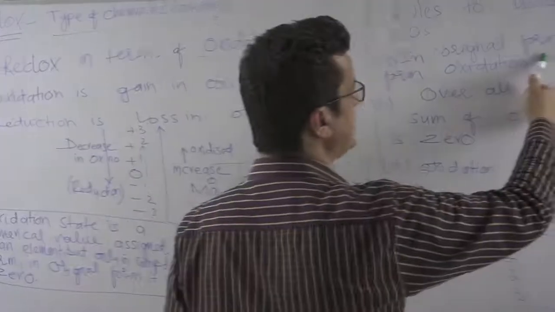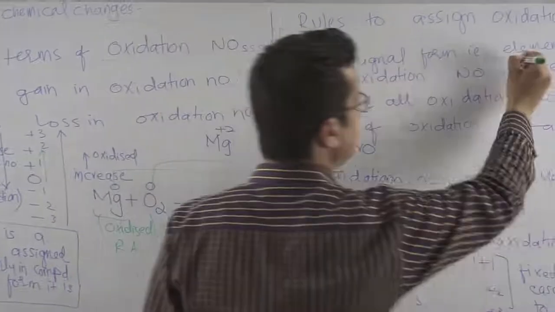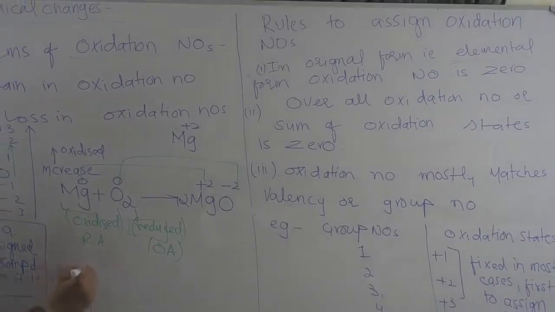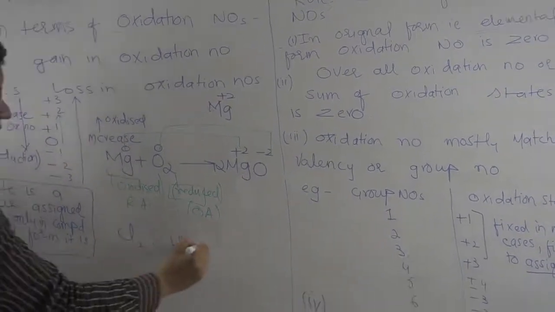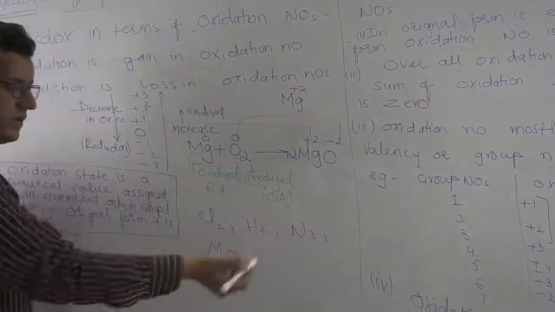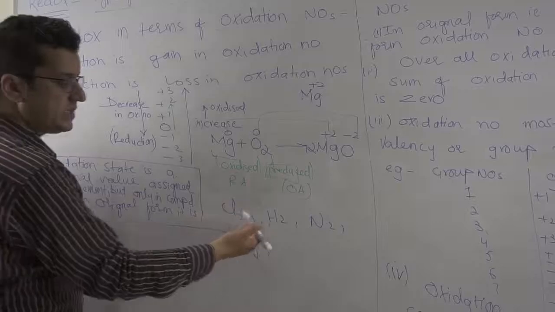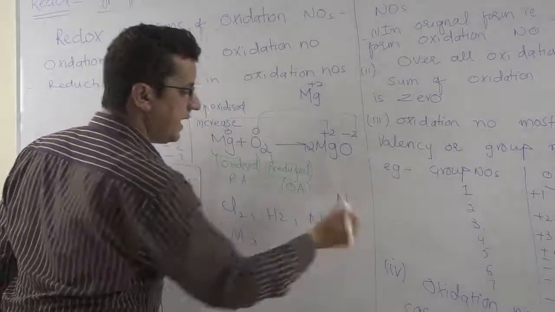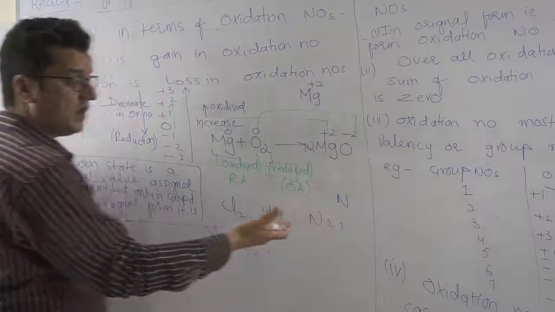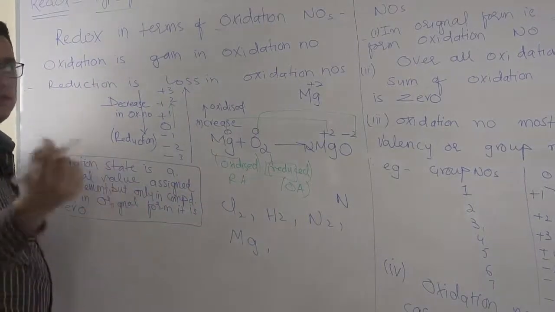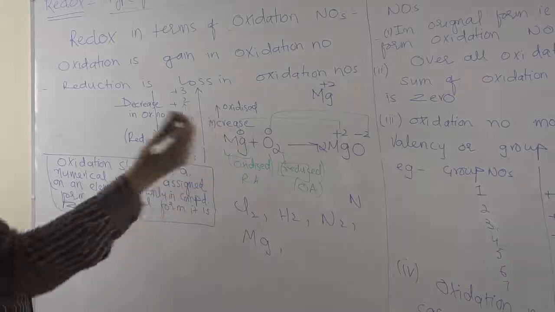In original form, I said the oxidation number of an element is 0, meaning in elemental form, oxidation number is 0. What it means is that anywhere you find Cl2, H2, N2, Mg, these are the original form. It stays diatomic, Cl2, H2, N2, Mg, or even if somewhere it is written normally as N, it is elemental form, not a compound form. The prerequisite is that an element must be in compound form for an oxidation state.